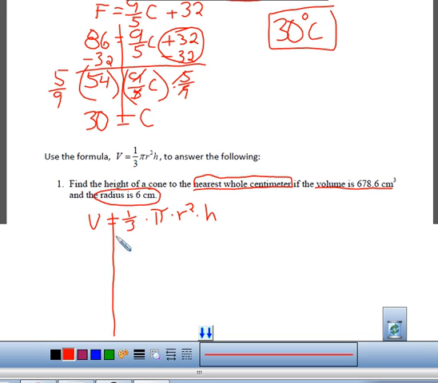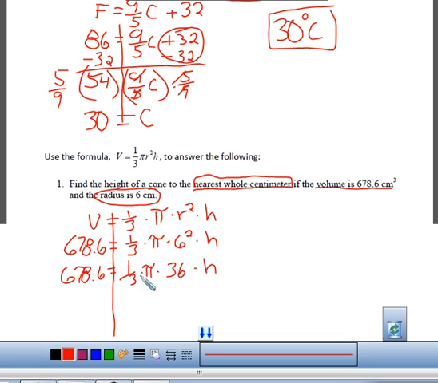Alright, so now I plug in my values. So the volume is going to replace V. So I get 678.6 on this side. I still have 1/3. Pi is still pi. I'm trying to find r, I have r. It's 6. So 6 squared. I'm trying to find h. So h stays the variable. Okay, first thing I'm going to do is take care of the exponent. So everything else stays the same. Equals 1/3 pi times 36 times h.